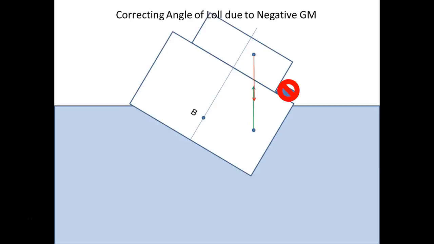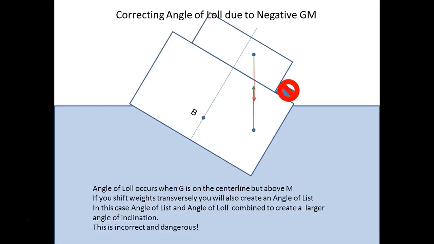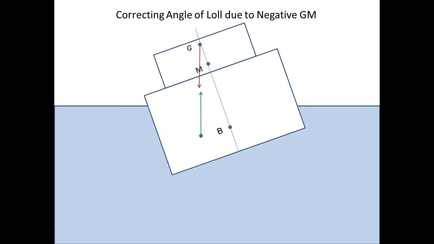If you're on a vessel and the vessel is inclined and you're not sure if it's inclined because of Loll or perhaps because of off-center weights, you have to assume it's Loll. Otherwise, you could end up in a very dangerous situation with your vessel. So, angle of Loll occurs when G is on the center line and above M. If you shift your weights transversely, you'll create an angle of list as well, and those two will sum, creating a greater, larger angle of inclination, and this is incorrect and dangerous. Don't do this.